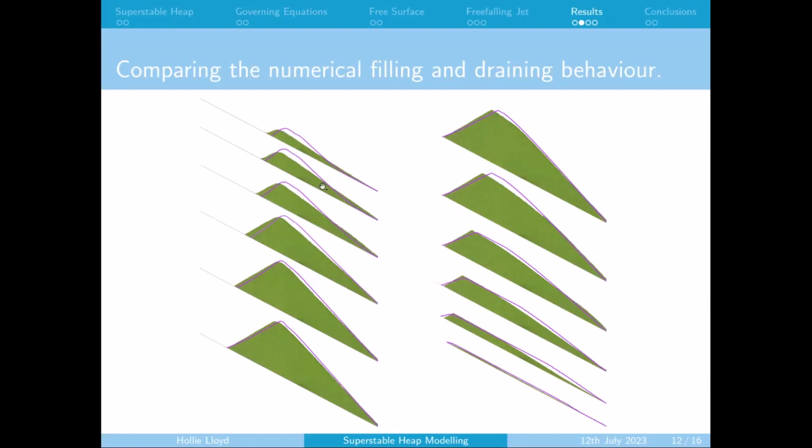And you can see that there's some slight differences at early times, which we believe are an effect of the boundary condition at the base. And you can see that once the dynamics and the numerics move away from that boundary condition at the base, then we start to see stronger agreement.